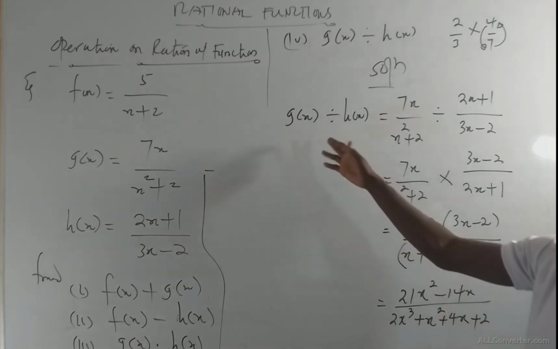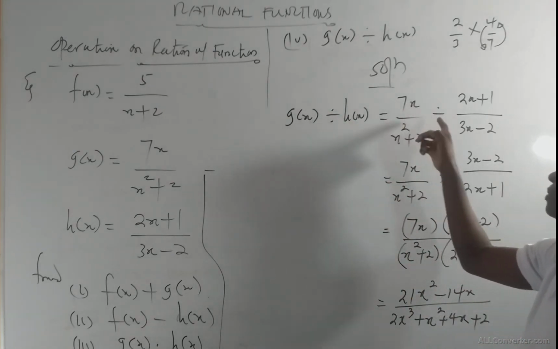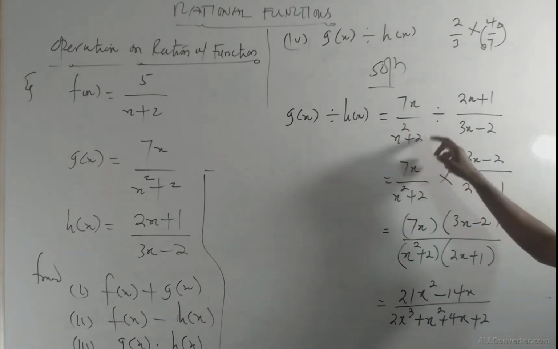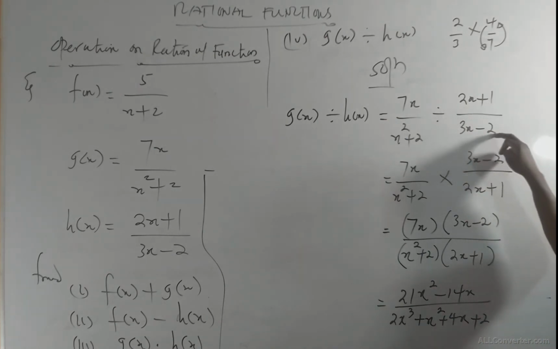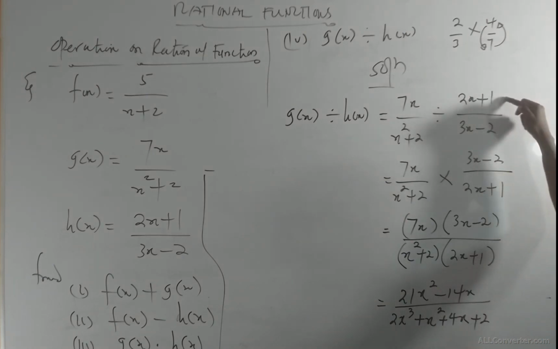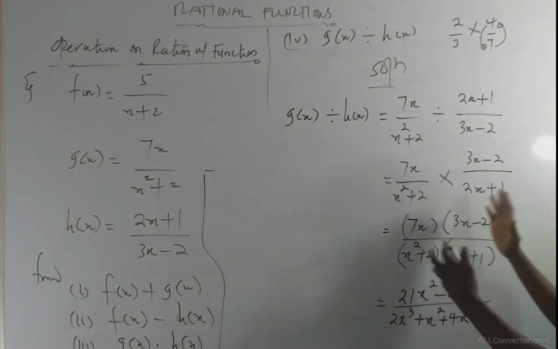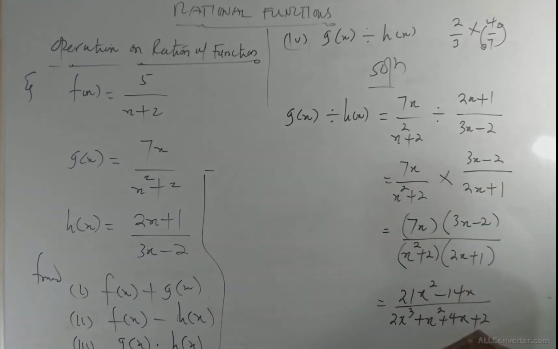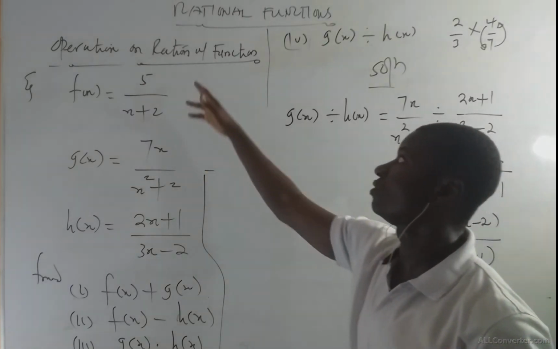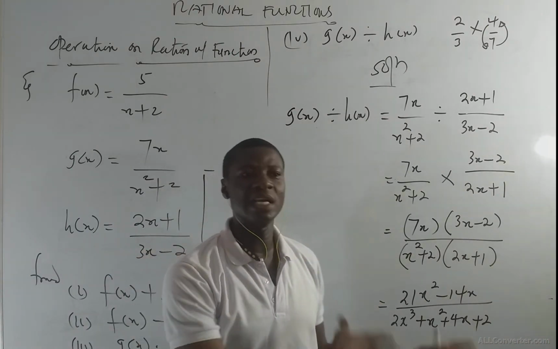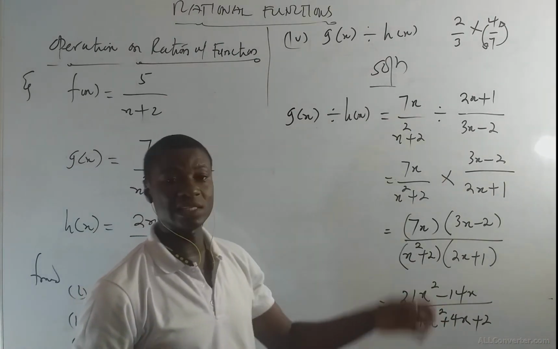Now, in general, with the division of polynomials, the division sign will change to multiplication. Take note that it was 7x over x squared plus 2 divided by 2x plus 1 over 3x minus 2. When the division sign changes to multiplication, the 3x minus 2 goes up and the 2x plus 1 comes down. Then we simplify. We multiply the numerators divided by the multiplication of the denominators, and by simplifying, the final answer will be out. So in general, when we talk about operations on rational functions, the additions, subtractions, multiplication and divisions, that is how it goes.